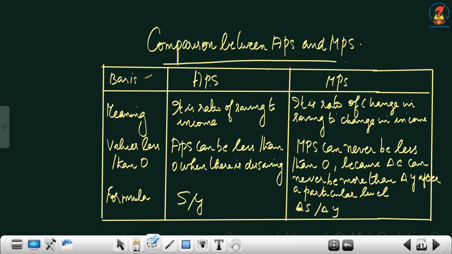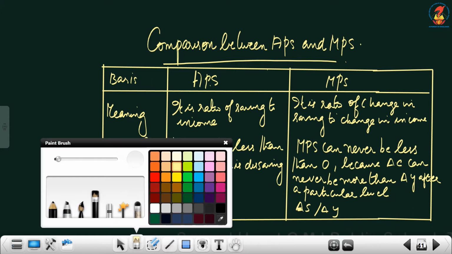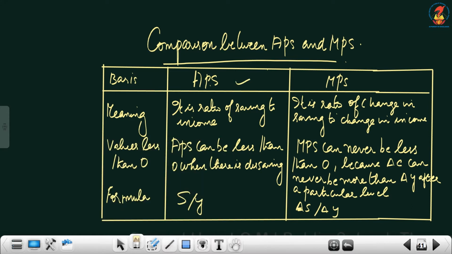Here I have written the table, basis, then APS and MPS. First, we will differentiate on the basis of meaning. What is APS? Ratio of saving to income. What is MPS? Ratio of change in saving to change in income. The definition itself you can write.